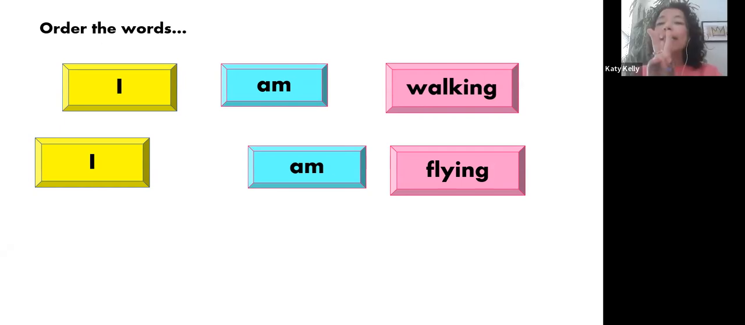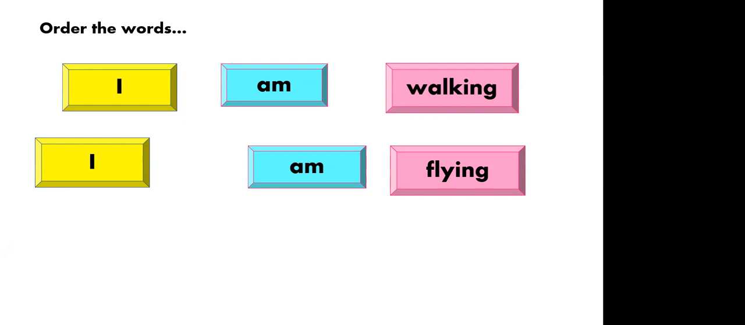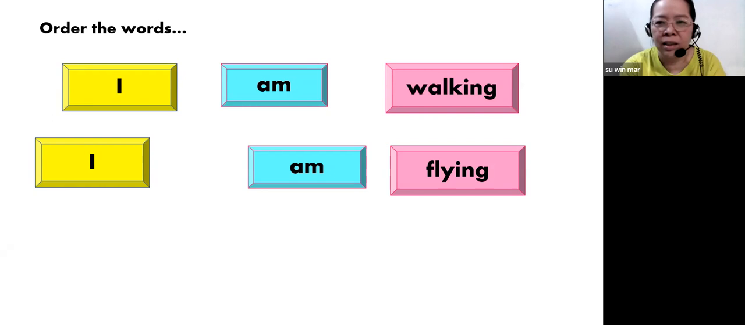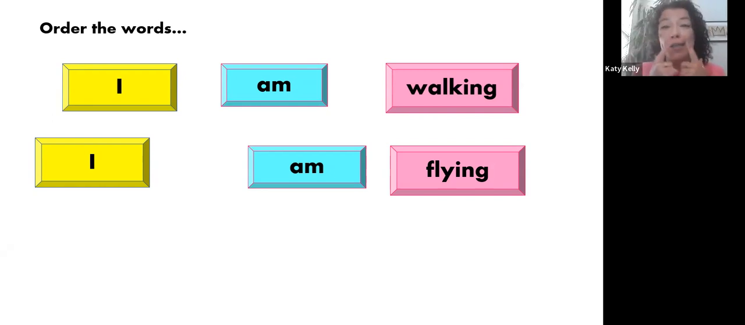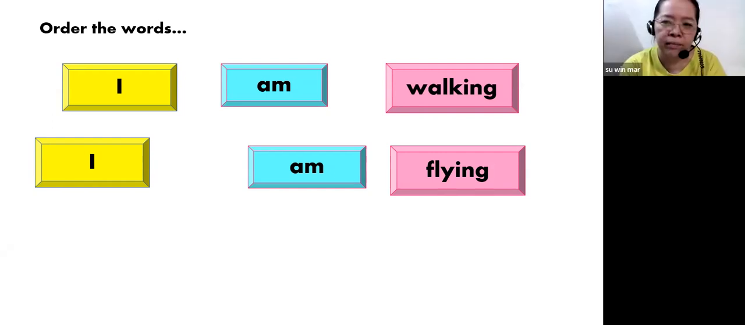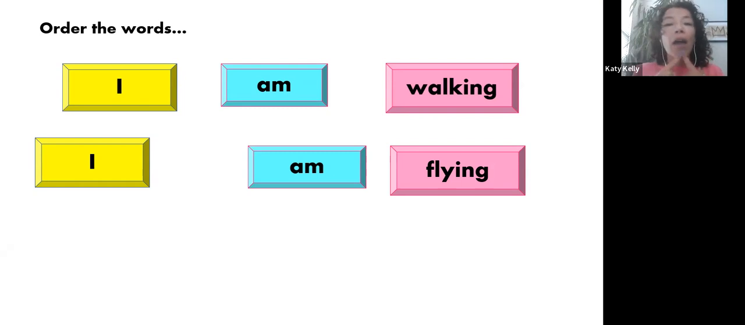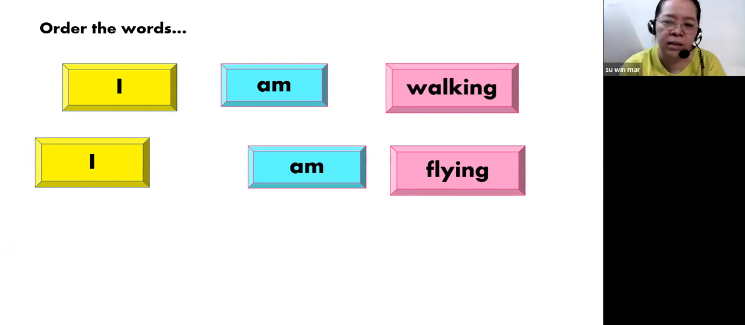Lovely. What color is the second word? Blue. Turquoise. And what about the third word? Pink. It is. Good job. So tell me, what color are the action words? Pink. Oh, fantastic. And where are the action words? Second or third? Third. Good job. Perfect. Fantastic.